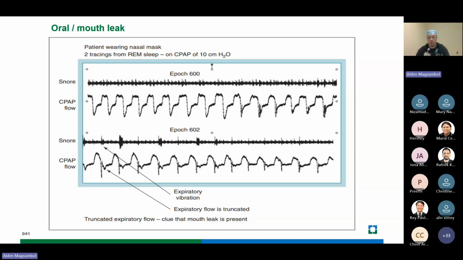The expiratory flow is truncated because part of that expiratory flow does not pass into the tubing and it escapes from the system. Therefore, it is not sensed by the device airflow. So inspiration is upwards, as you can see here.